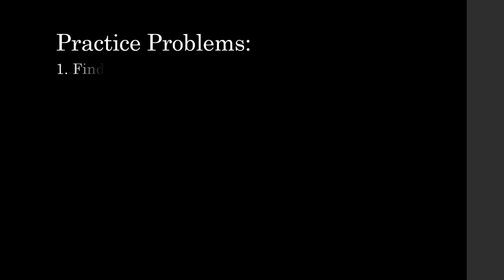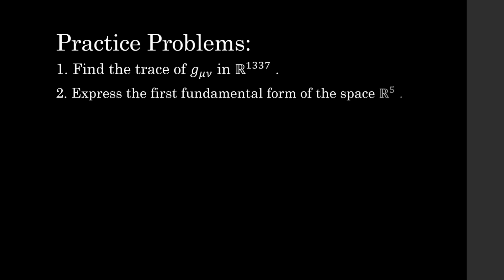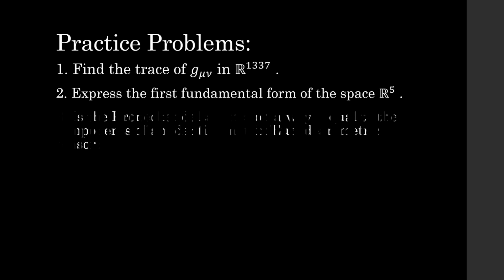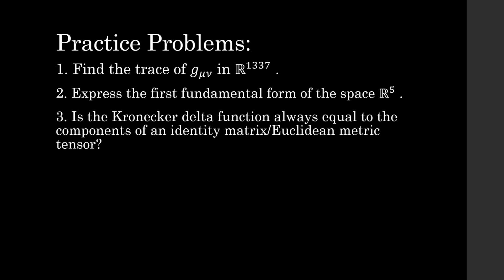We'll finish this video by showing you some practice problems you should definitely have down before moving on to the next video. There will be 6 of them. Number 1, find the trace of G mu nu in R1337, the 1337-dimensional Euclidean space. 2, express the first fundamental form of the space R5. Number 3, is the Kronecker delta function always equal to the components of an identity matrix and Euclidean metric tensor?